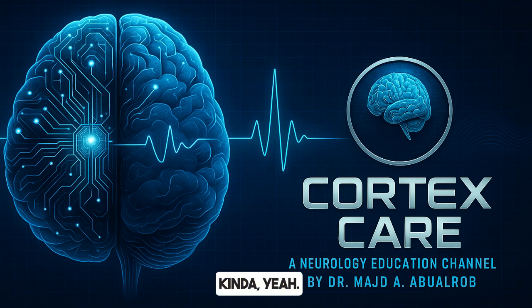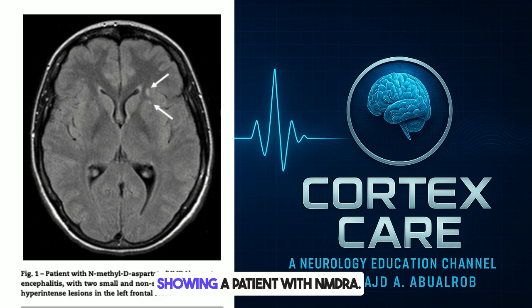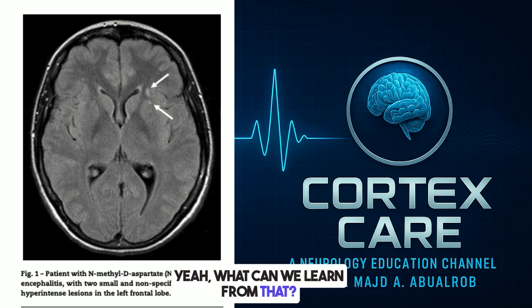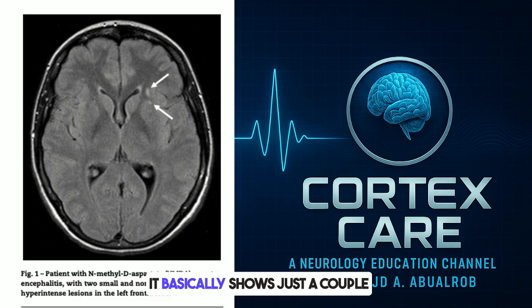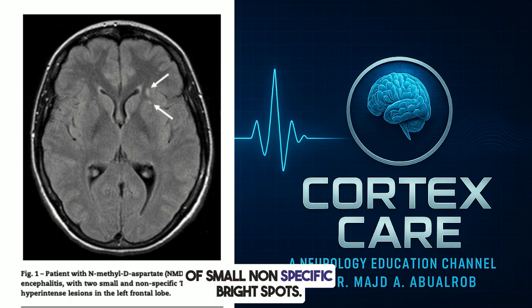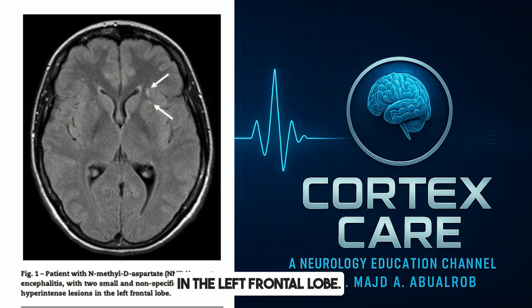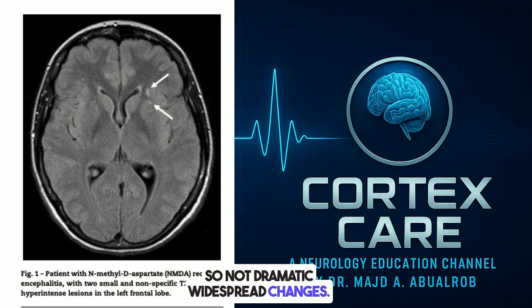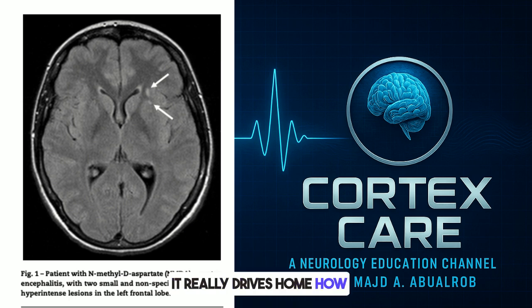The paper mentions Figure 1, showing a patient with NMDAR encephalitis. What can we learn from that visual? Figure 1 basically shows just a couple of small, nonspecific bright spots, these T2 FLAIR hyperintense lesions in the left frontal lobe. So not dramatic, widespread changes. Not at all. It really drives home how subtle or even absent the findings can be in many cases.